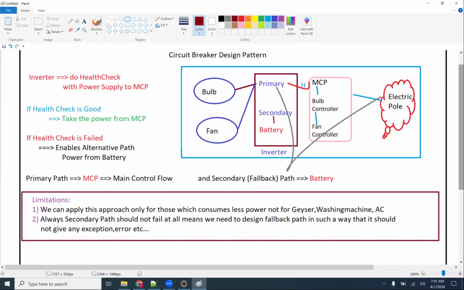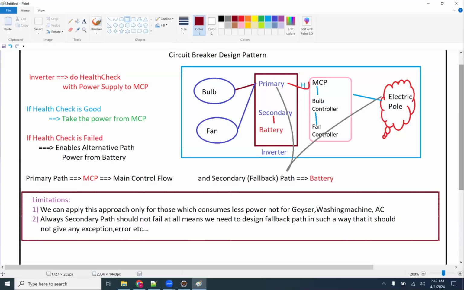It should never fail. If it fails, there is no logic to your inverter. It's not a workable model. Nowadays, everyone is taking an inverter because these two points are good and we can work with them.